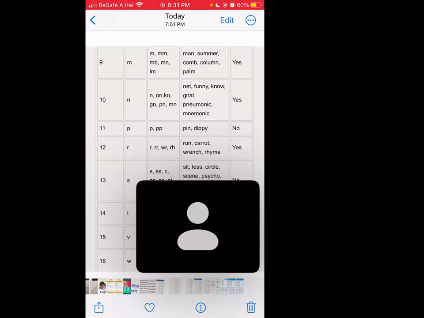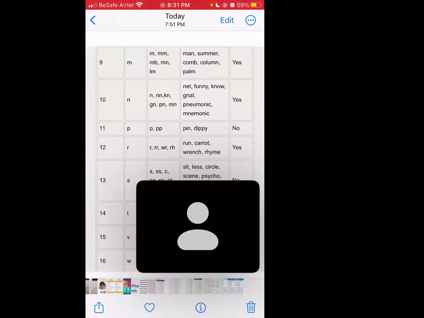This sound is gotten from words with the letters M, double M, MB, MN, and then LM. So you have words like man, summer, comb, column, and palm. Take note, the word comb is not pronounced with the B. I want to comb my hair. It's comb. The B is silent. And then column, the N is silent. And then palm. When we get to the next one, I'll show you.